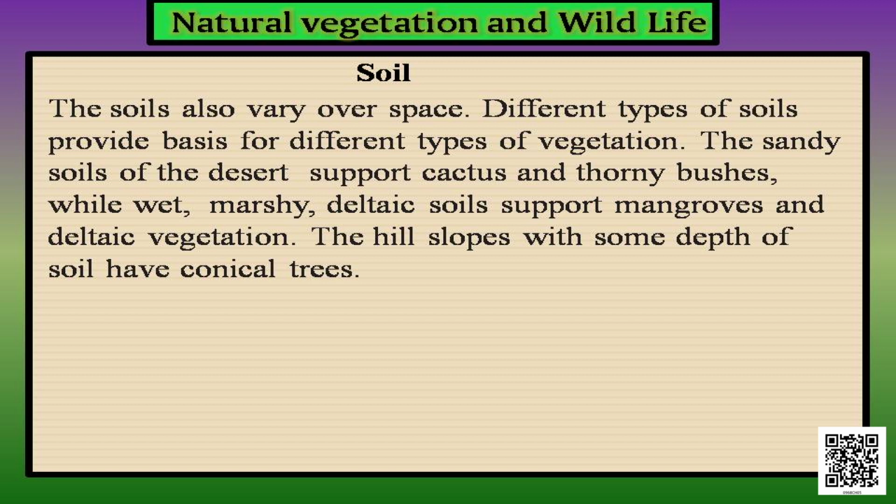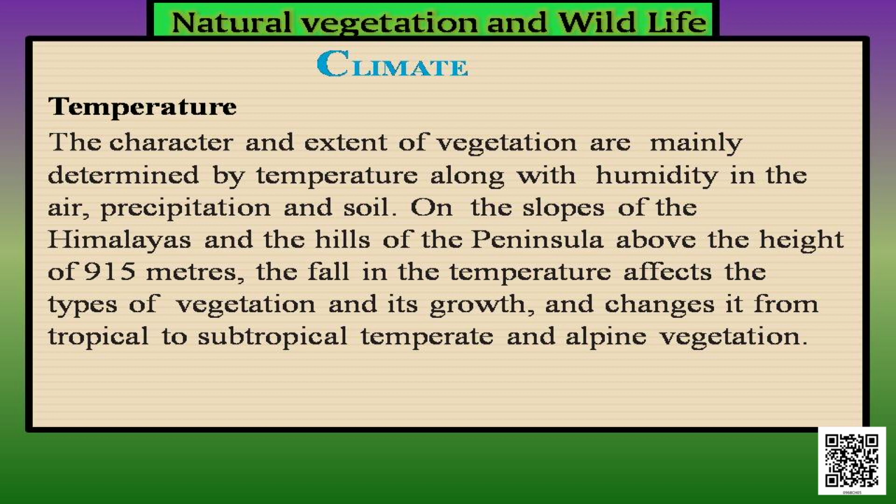Coming to the next important factor, that is climate, which includes temperature, precipitation and photoperiod. Number one, that is temperature. It also plays a very important role in affecting the vegetation of a place. When there is a fall of temperature with height of about 915 meters, it affects the vegetation and its growth, which changes from tropical to subtropical, temperate and alpine vegetation.